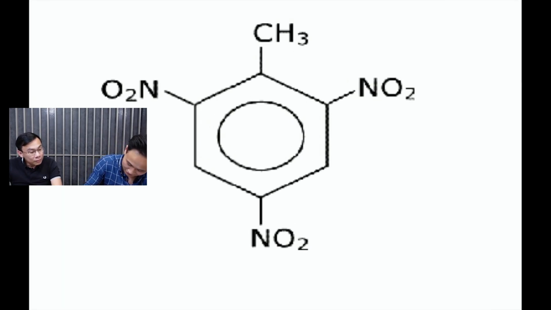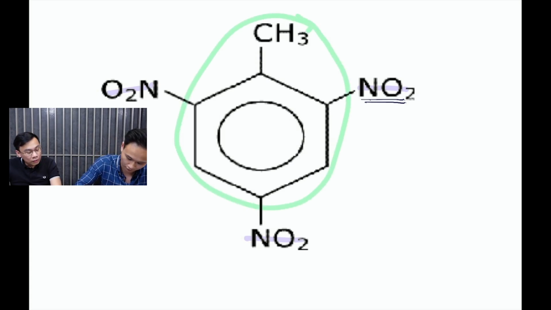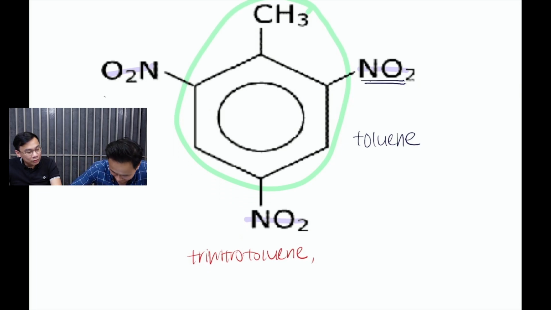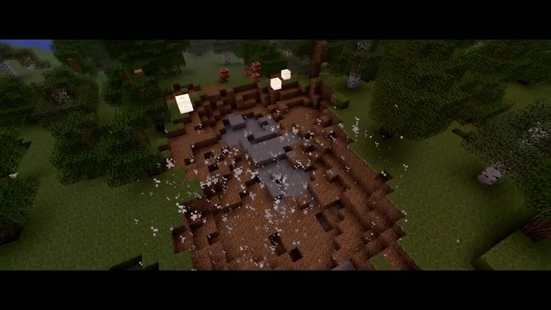So first things first, do you know what this group is called? Nitro. So we have 3 nitro groups, so we call this a trinitro. And this is actually not in your syllabus, guys, but this is what we call a toluene molecule. So it's got toluene, and we have 3 nitro groups, hence trinitrotoluene. And this is the famous acronym TNT.